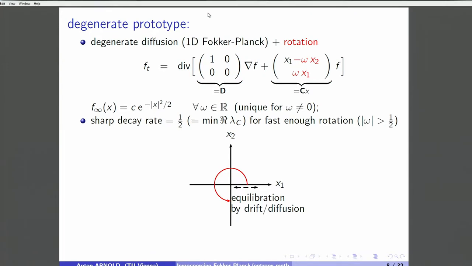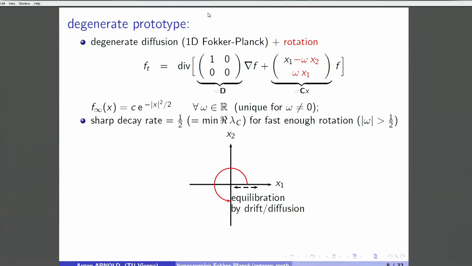But in the x2 direction, I have no term there, so there's nothing happening in the x2 direction, so of course there won't be equilibration in the x2 direction. But now we switch on these two red terms, and these two red terms just bring about a rotation in R2. So this rotation then mixes the good directions with the bad directions.